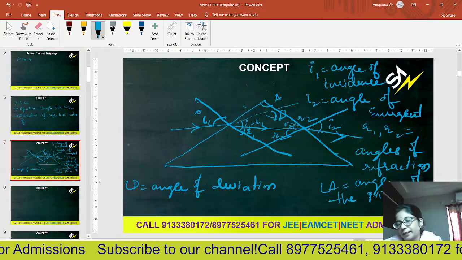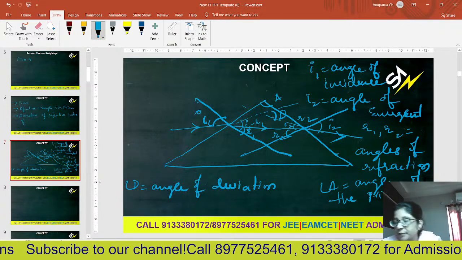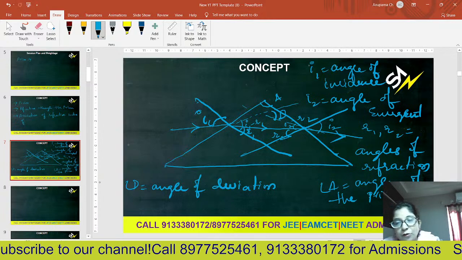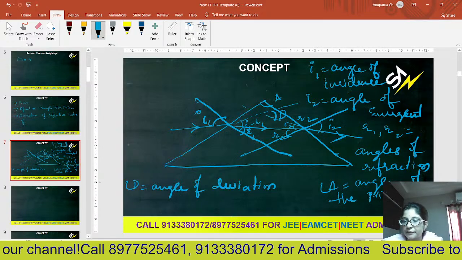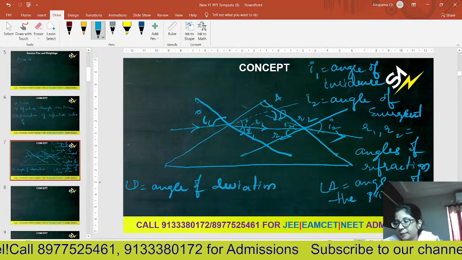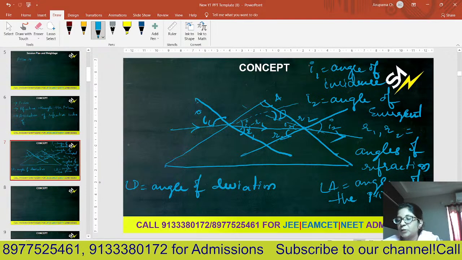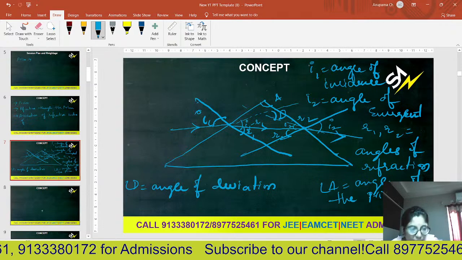How will I find out? As I told you earlier, every material will have its own refractive index, right? Depending upon the medium, the refractive index changes. So here also the same thing. The prism also will have its own refractive index. Now we will find out a formula for the refractive index.